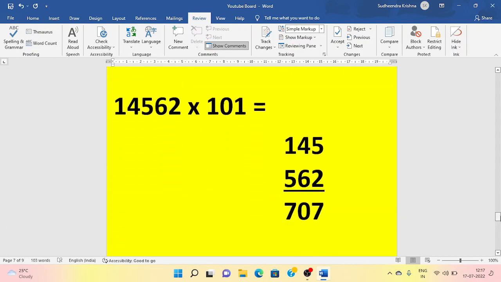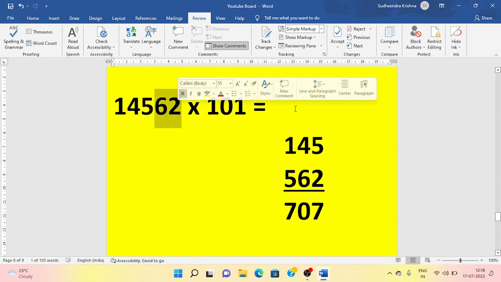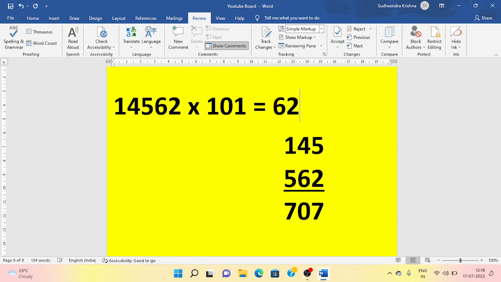Now let us take a 5-digit number. Let us see how to multiply a 5-digit number with 101. So the procedure is almost the same. Put this 62 as it is to get the right part of the answer. To get the left portion of the answer, put this 14 as it is.